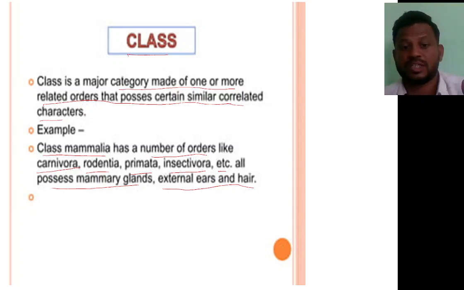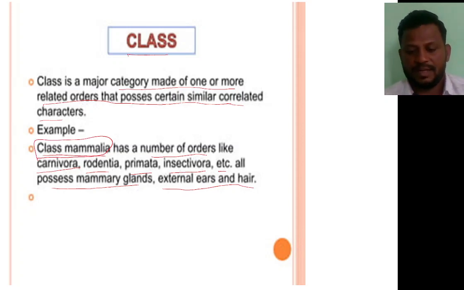And we possess external ears. The lion and tiger all possess external ears. These all come under the class Mammalia. The animals which have mammary glands, external ears, or hairs on their bodies all come under the class Mammalia. I hope you people are getting the idea.